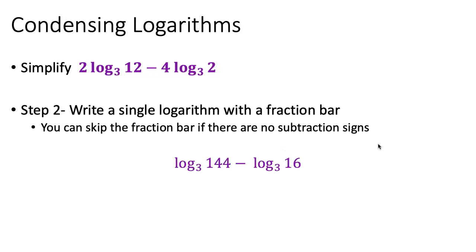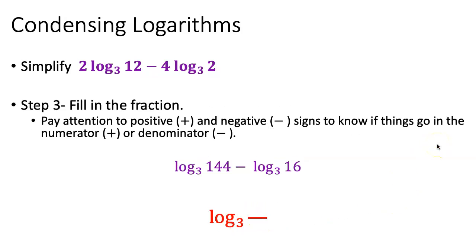Our next step is to write a single logarithm with a fraction bar if we see a subtraction sign. We do have a subtraction sign here, so we're going to need log with base 3 and a fraction bar. And we'll pay attention to the positive and the negative signs to let us know what goes in the numerator and what goes into the denominator. This term is positive, so the 144 will go into the numerator. This term is negative with a minus sign, so the 16 will go into the denominator.